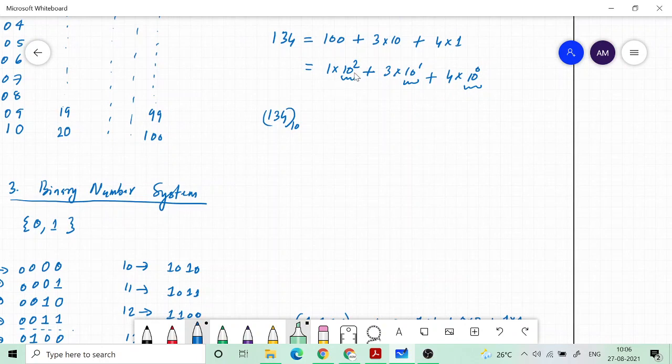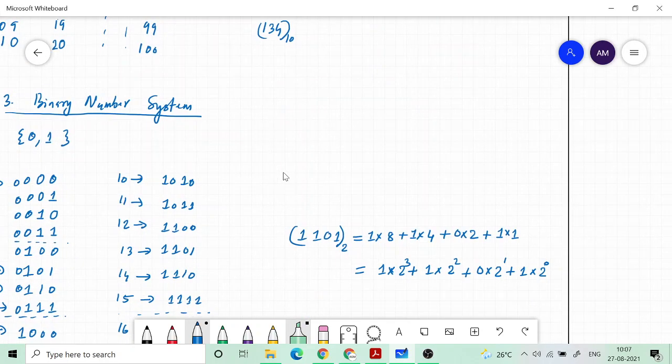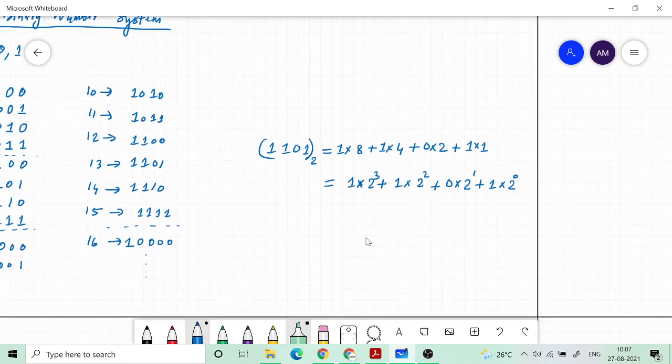So 1 into 10 raised to 2 plus 3. So you start from the rightmost digit. We don't have any fraction here. These are all whole numbers. Okay, so we can think about fractions later. So 10 raised to 0, 10 raised to 1, 10 raised to 2. That is how the values associated with the position will change.